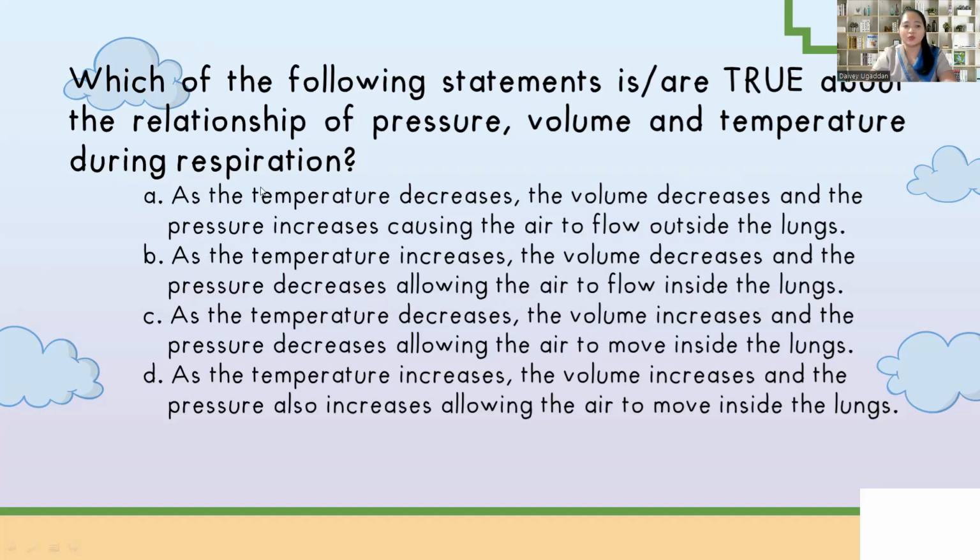So that leaves us with letter A and letter D. So let's check letter D. As the temperature increases, the volume increases and the pressure also increases, allowing the air to move inside the lungs. So I think you know the answer to this one. The answer is letter A. Why? Because letter D says here, they all increase. Remember, the volume and pressure is indirectly proportional. So when the volume increases, the pressure should decrease. So the answer is letter A.